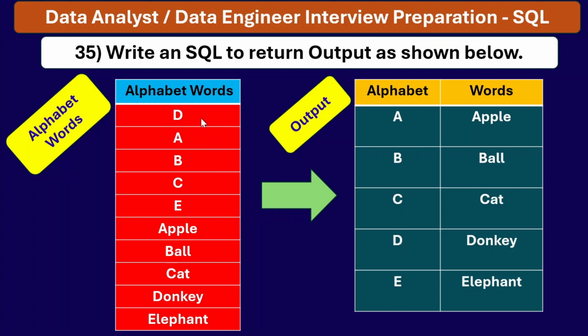See here, the first 5 rows we need to return as one column, right? The next 5 rows we need to return as one more column, but we should return in such a way that A for apple, B for ball, C for cat, right? So we are going to use a window function, giving a number to each record on the basis of anything, ascending or descending order. Similarly, we assign a number for the other set also, and then we'll be joining these two tables. Okay, let's solve this problem.